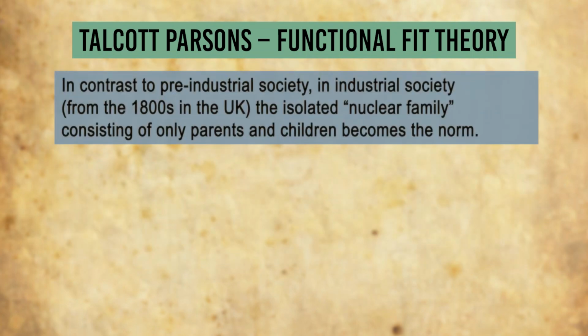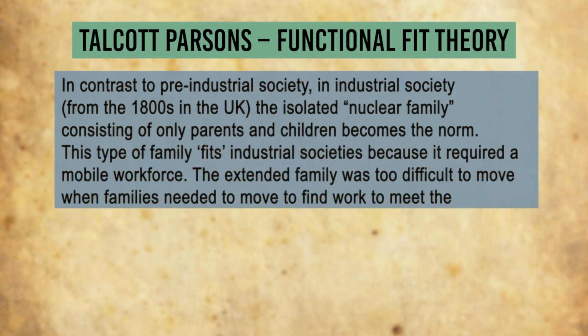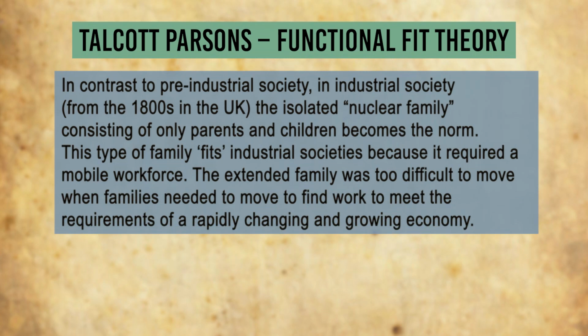In contrast to pre-industrial societies, industrial societies had the isolated nuclear families, as we said, consisting of only parents and children. This became the current norm. This type of family fitted the industrial society because it required a mobile workforce who could move from one place to the other. So, if it is a small family, they could just shift to another place for work with their family. The extended family, with so many people, could not migrate or move so easily.